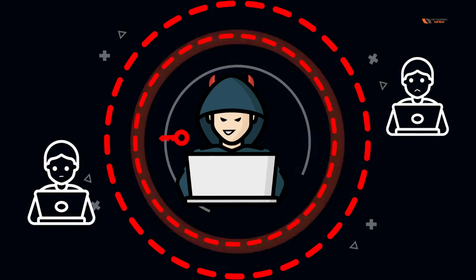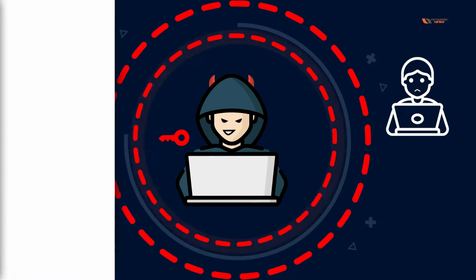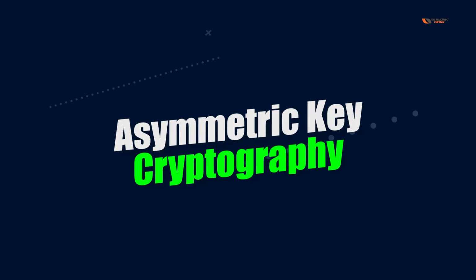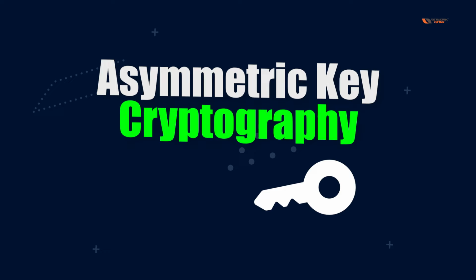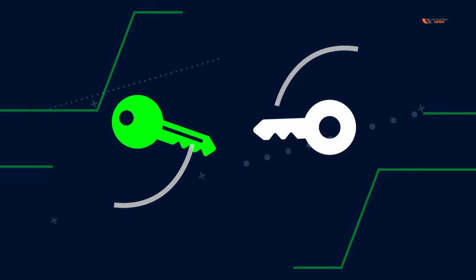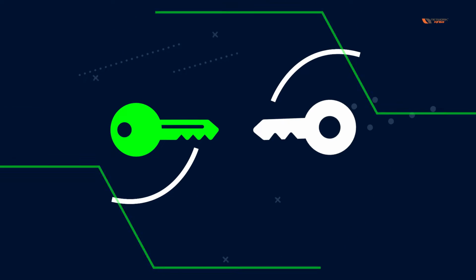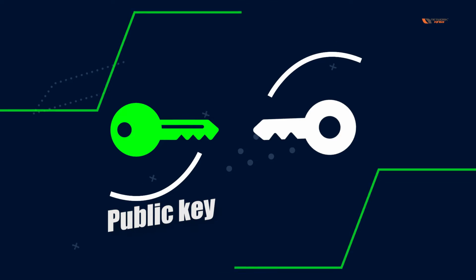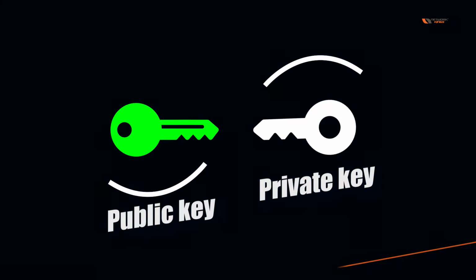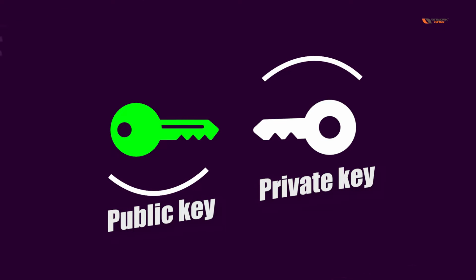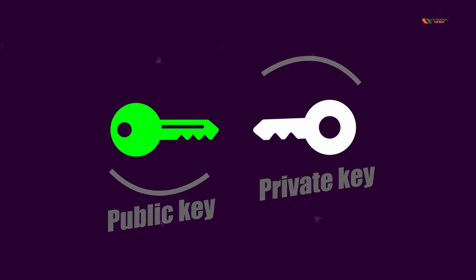So to tackle this problem, we use asymmetric key cryptography. In asymmetric key cryptography, we use a key pair. So we use two keys. One is known as a public key. The other one is known as a private key. You must be thinking, how do we use these keys?